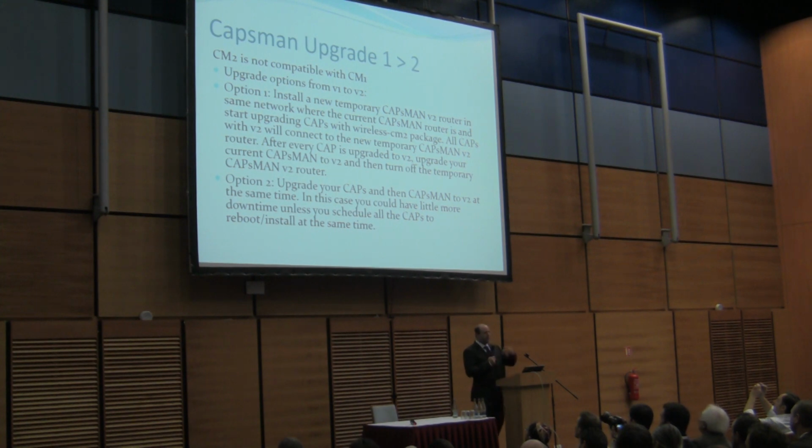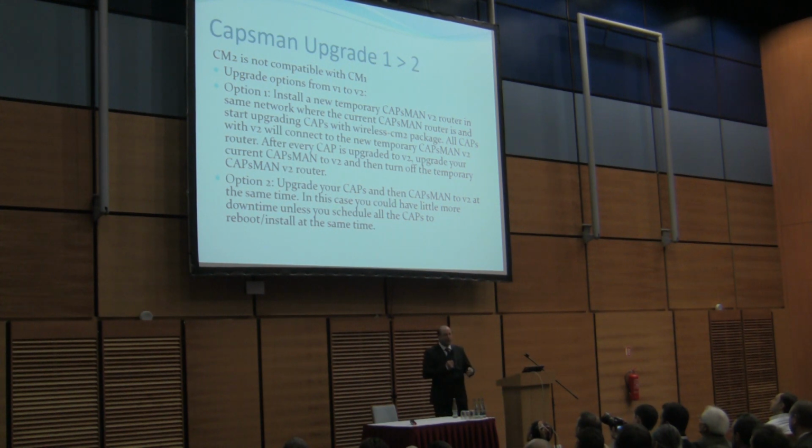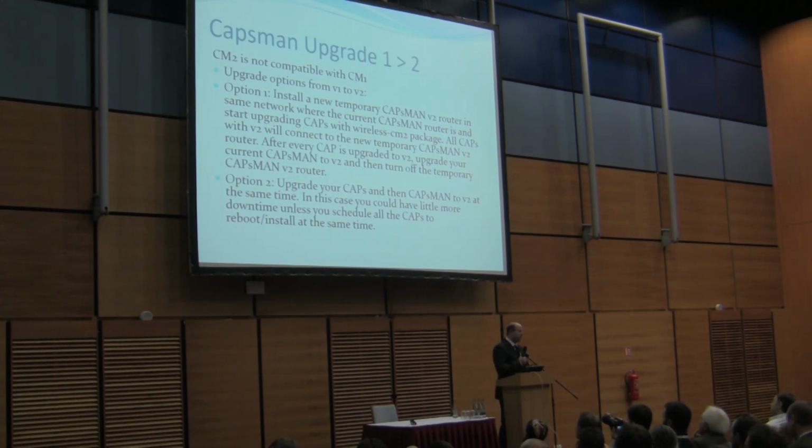Either you pull in a new CAPsMAN with the new version on it and upgrade the clients one by one. Or you upload all the files to the client, put in a script, and schedule the reboot. Once the reboot is done, you're going to be running CAPsMAN 2 on the clients. Then you could go back to your head-end CAPsMAN, start up the configuration there, or actually just drag in CAPsMAN 2, reboot at the same time. You're going to have a very short outage of service.